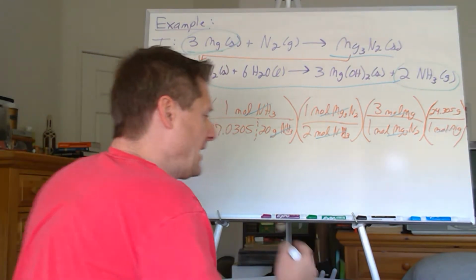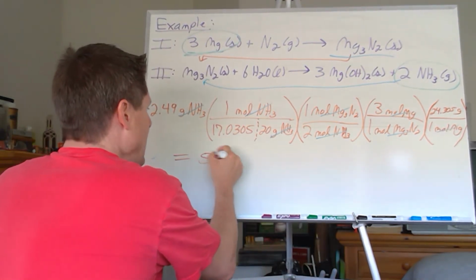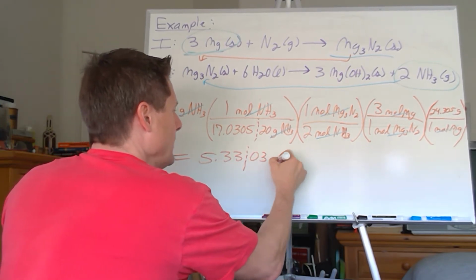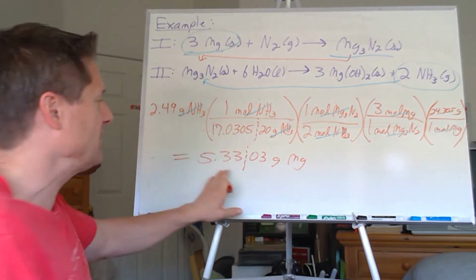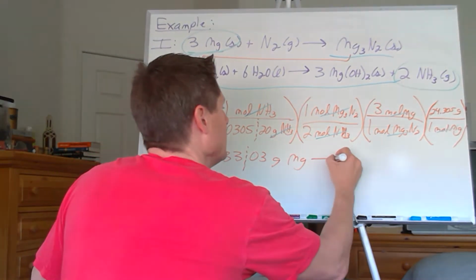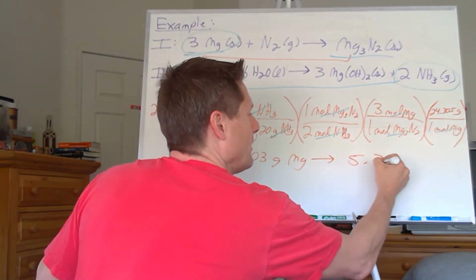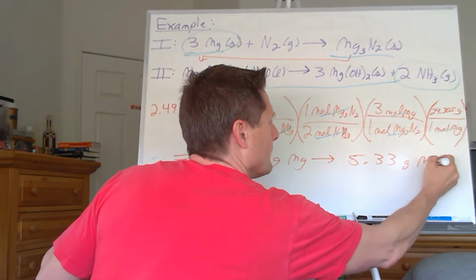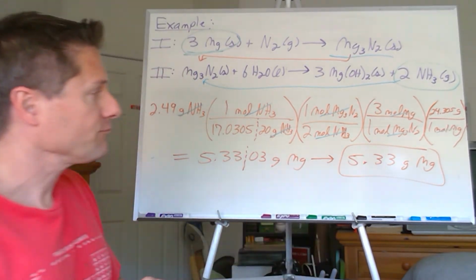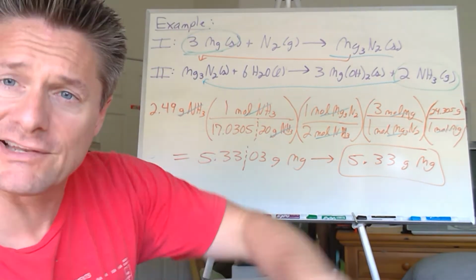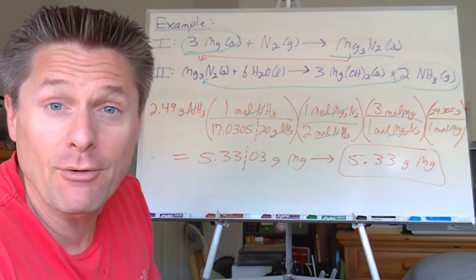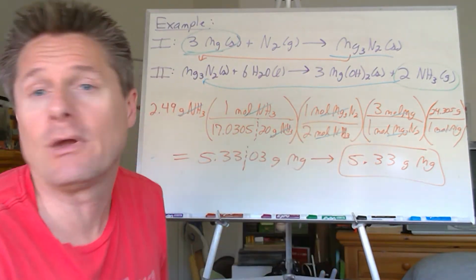Here we go. What did I get? So I got 5.3303 grams of magnesium. Good to 3 sig figs. So that's closer to 5.33 than to 5.34. So let's leave it as 5.33 grams of magnesium. So 2 things in here. We worked it backwards, starting with the product, going to reactant. You can go any direction in stoichiometry, and a double stoichiometry.